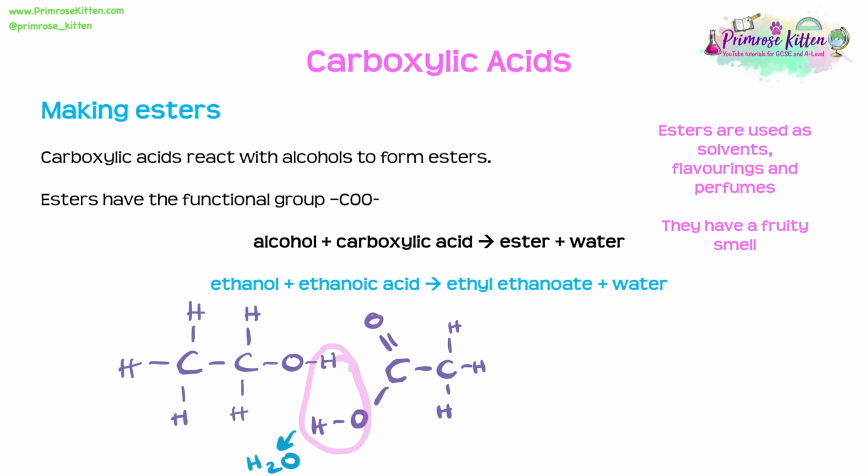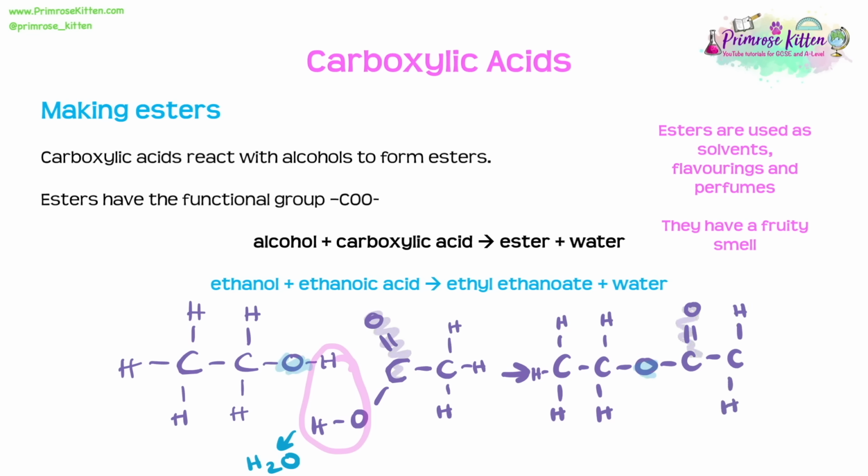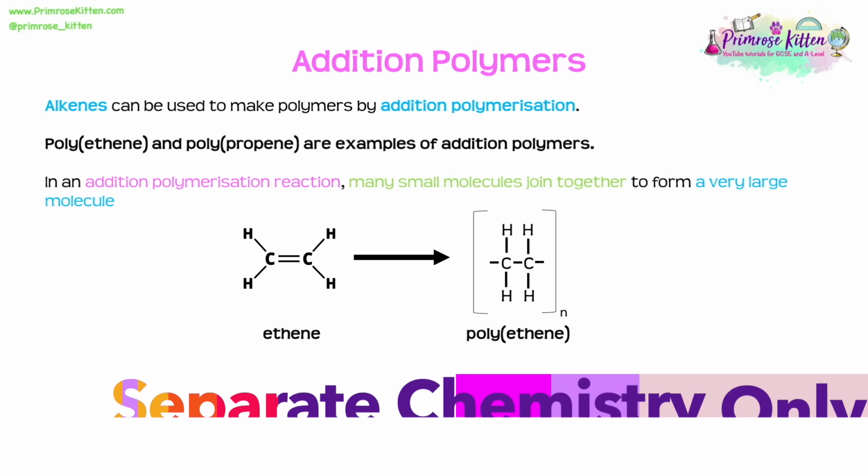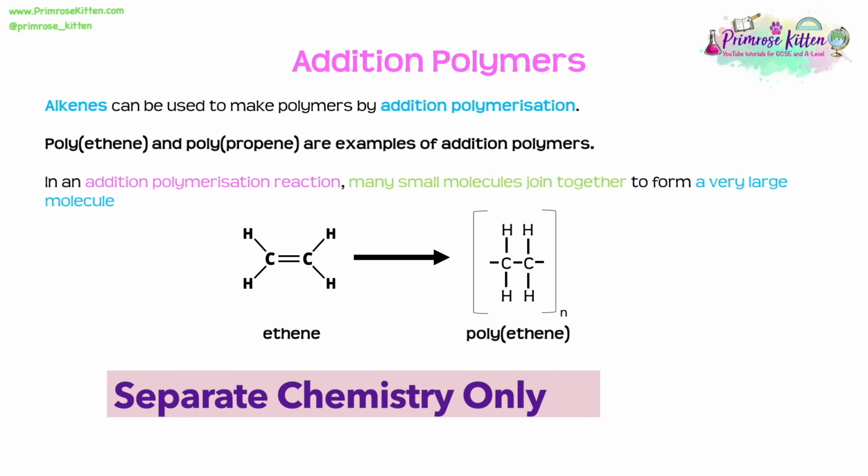See here that the H from the OH and the OH from the carboxylic acid can react together to form water. Now that water gets removed in this reaction, and we combine these 2 parts together. So this O is going to join together with this C double bond O. And this gives us our ethyl ethanoate structure, plus the water that got removed in that reaction. Now esters like this ethyl ethanoate are used as solvents, flavourings and perfumes, and you'll find that they have a fruity smell.